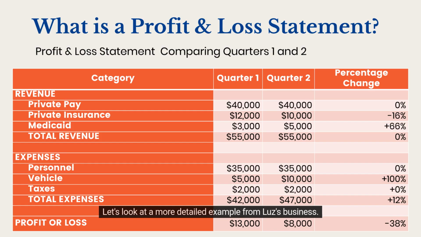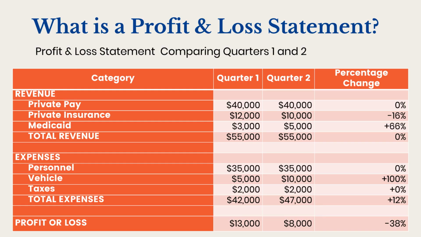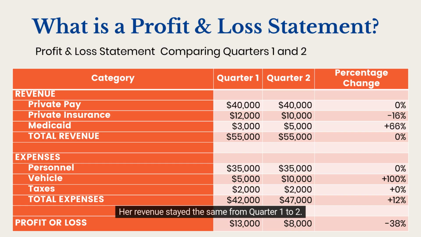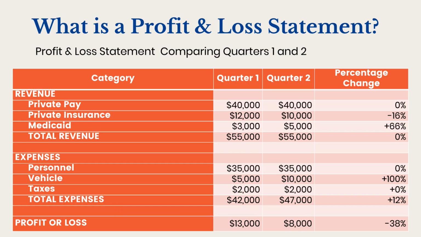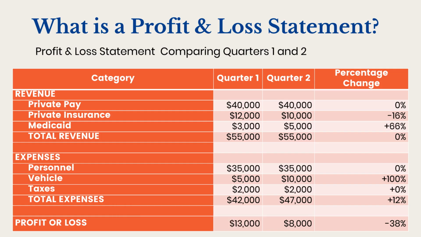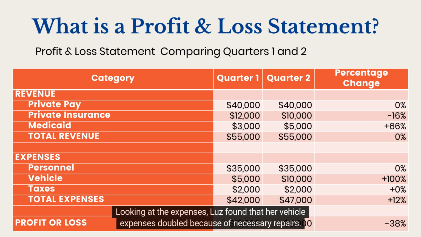Let's look at a more detailed example from Luz's business. Here is our P&L for quarters 1 and 2. By comparing the two quarters, Luz can learn some interesting things about our business. Our revenue stayed the same from quarter 1 to 2. However, our expenses went up by 12%, resulting in a profit that was 38% lower. Looking at the expenses, Luz found that her vehicle expenses doubled because of necessary repairs.